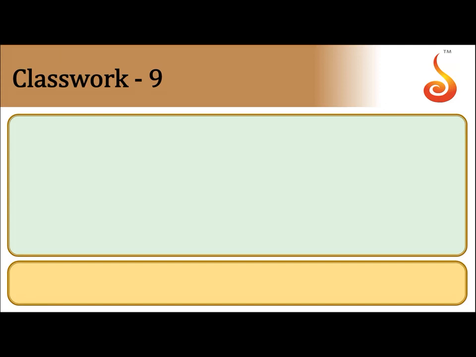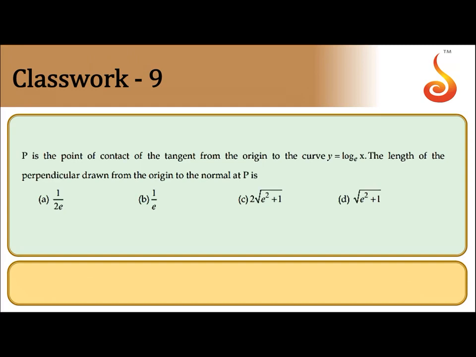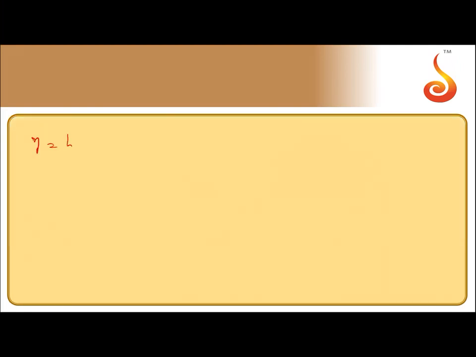A point P is the point of contact of the tangent line drawn from origin to the curve log x. So this is the log x, this is P, this is origin. Find the length of the perpendicular drawn from origin to the normal at point P. Let me consider y is equal to log x. The derivative of this one is 1 by x.